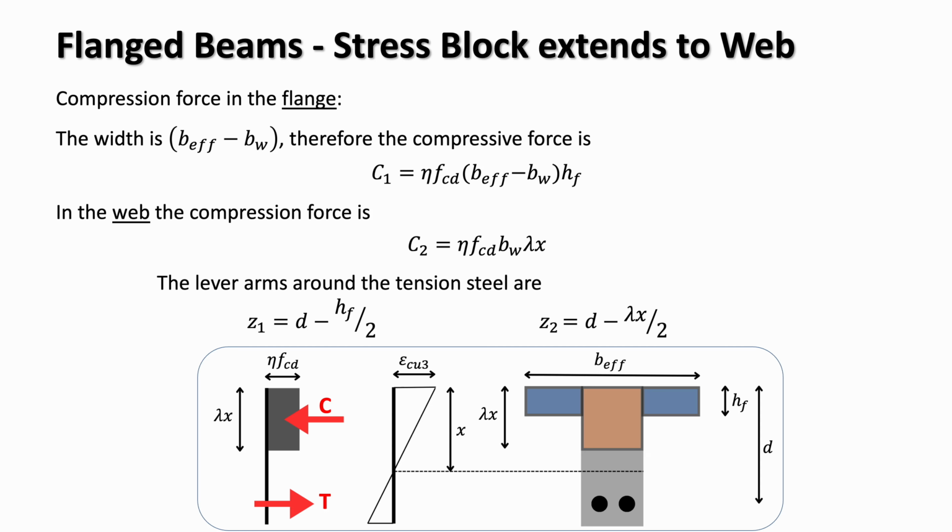Because the compression is split between the flange and the web, there are two different lever arms to consider relative to the tension steel. The flange compression acts at a lever arm of Z1, which is equal to d minus h_f over 2, while the web compression acts at Z2, which is d minus λx over 2. Both contributions must be accounted for when evaluating the total moment resistance.